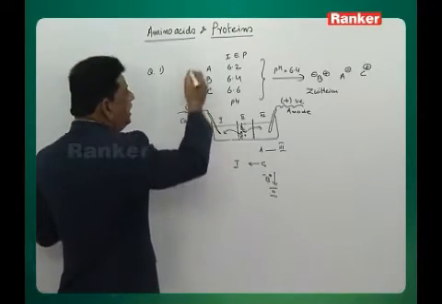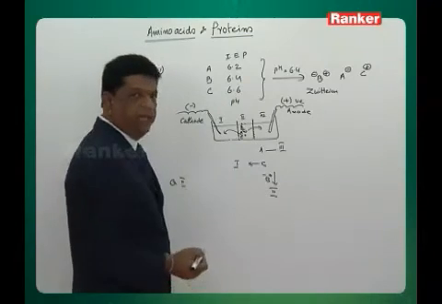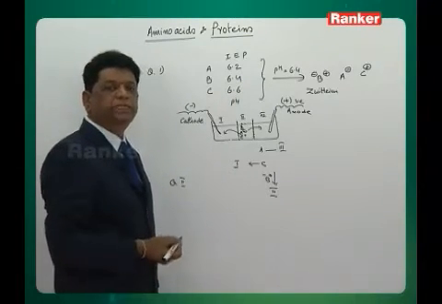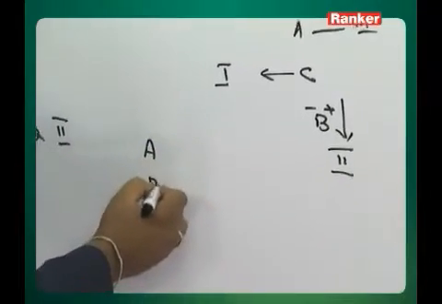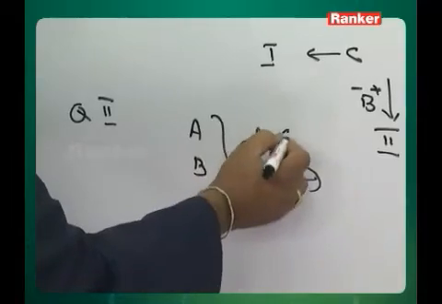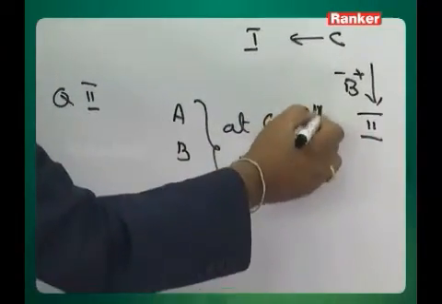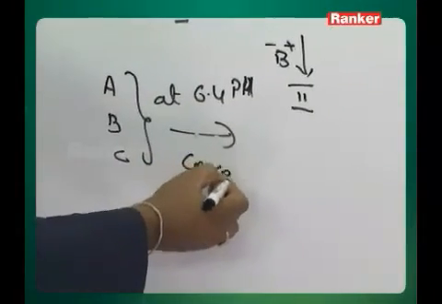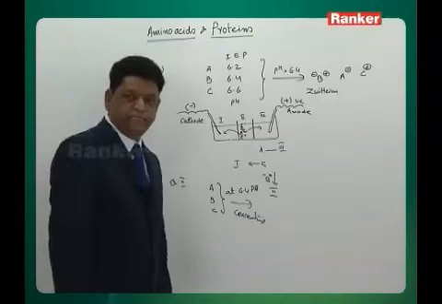If A, B, C have this type of IEP and pH 6.4, they can be separated using the same technology. Let us take A, B, C at pH 6.4. At pH 6.4, we go on concentrating, which gives the first crystals.